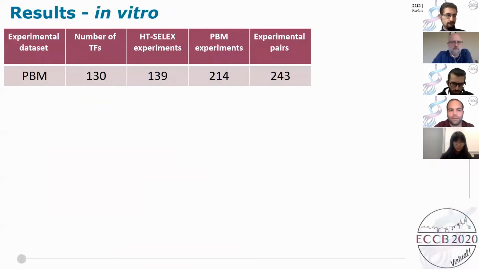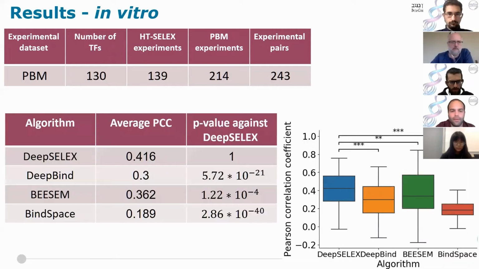Let's see some of the results. The first data set is the PBM dataset, which is an in vitro dataset. The number of transcription factors is 130. There are 139 HT-SELEX experiments and 214 PBM experiments, which result in 243 experimental pairs. DeepSELEX outperforms its competitors by a large margin by achieving an average Pearson correlation of 0.416. The top competitor on this dataset is BEESEM, achieving 0.362 average Pearson correlation and a p-value against DeepSELEX of 1.22 times 10 to the minus 4. This shows DeepSELEX's great statistical improvement.